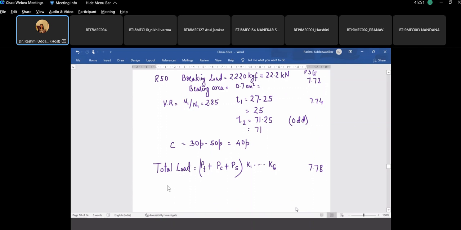The value of PT is the same as FT, which is rated power upon peripheral velocity. We are not taking design power because we are multiplying with K1, K2, K3 later on. So we are taking it as rated power upon VP. Rated power, you know, convert 7.5 HP to kilowatt, and this is pi D1 N1 by 60.